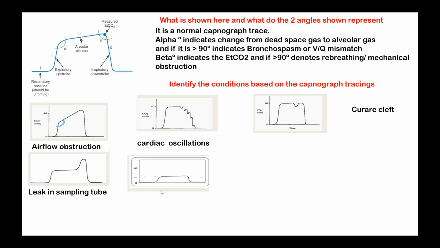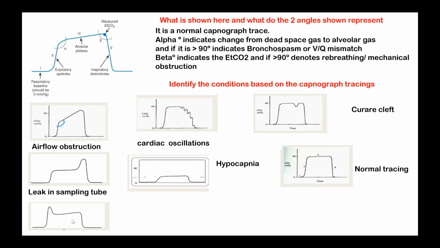What is this? Hyperventilation, sir. Hyperventilation leading to a decrease in the CO2. It is not reaching 40 at all. Okay. So hypocapnia. This one? Normal tracing, sir. Very good. What about this one?